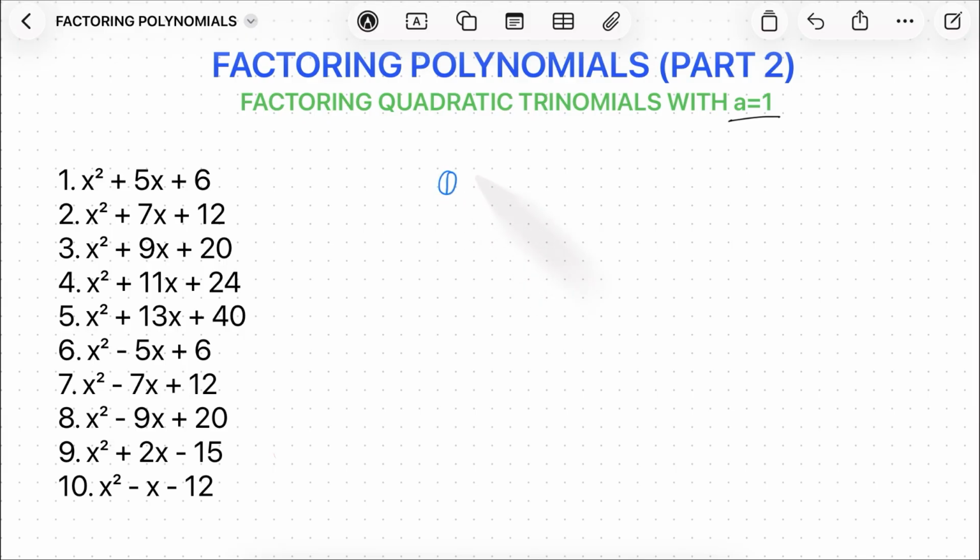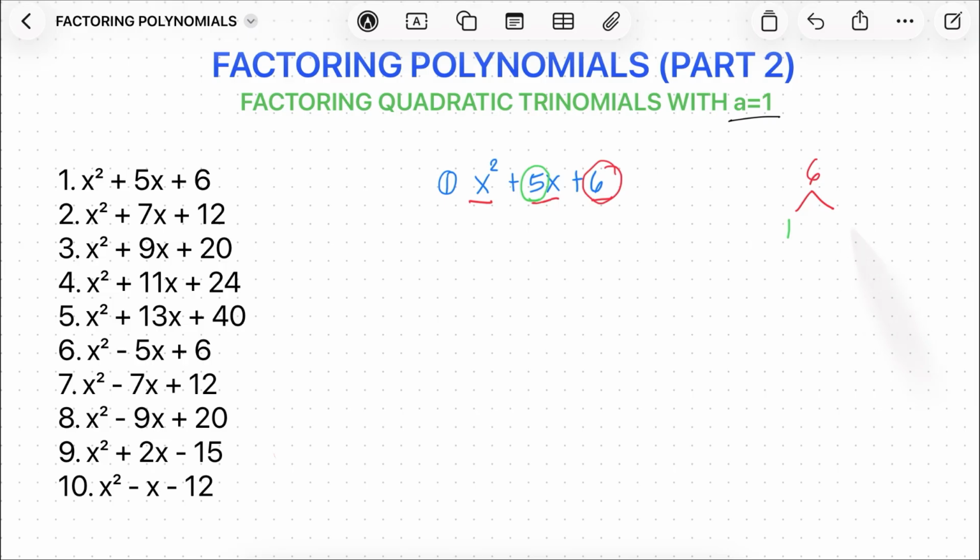Number 1, we have x squared plus 5x plus 6. So the x squared here refers to the quadratic term. The middle term with x is the linear term, and the term with no variable will be our constant. So the constant here is 6, and we're going to look at factors of 6 that, if we add, we will get the numerical coefficient of the linear term, which is 5. Let's list down the factors of 6 first.